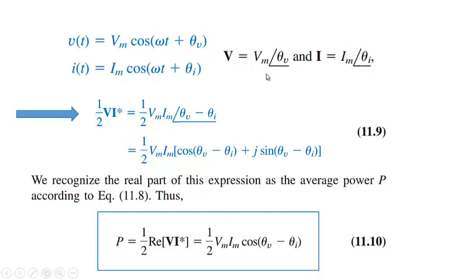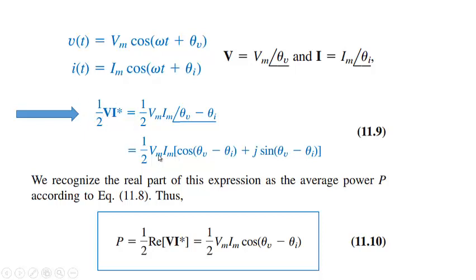When I multiply these two, 1 by 2 is from here, V has this Vm and I has this Im, and when the two angles are multiplied, there is minus theta I because it is the conjugate, so the angle will be theta V minus theta I. Changing it to rectangular form, it will be equal to 1 by 2 Vm Im times cos of theta V minus theta I plus j sine of theta V minus theta I. Why I changed it to this form, you will see that this form is very important as we go ahead. We need this.